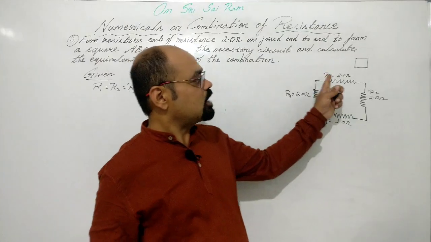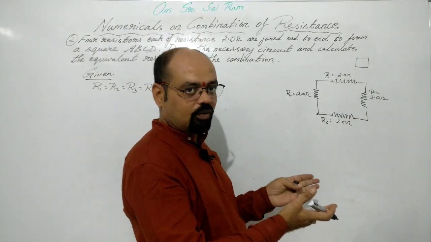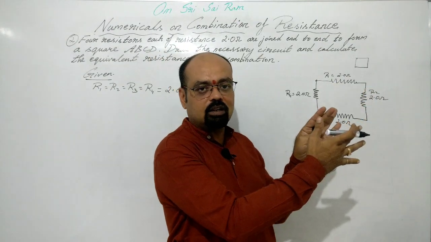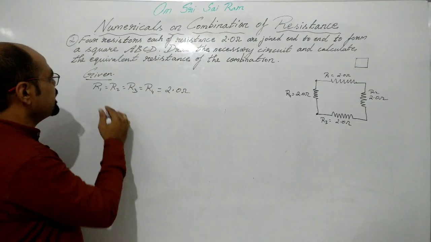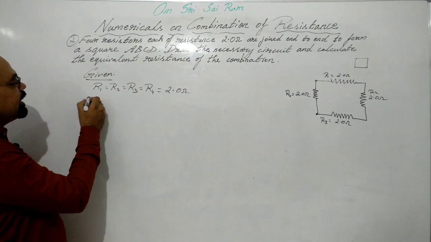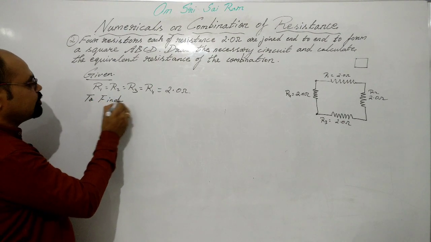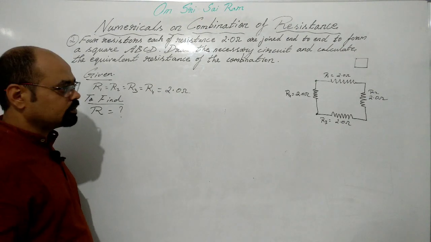So we can take R1, R2 and R3 connected in series. We know what the series formula is. Then take the parallel connection, add both together, and we get the total resistance. So coming to the point here, what we have to find is the total resistance, R is equal to question mark, in the circuit.